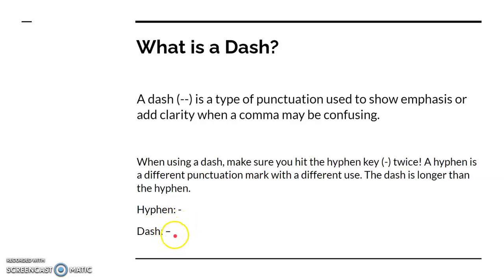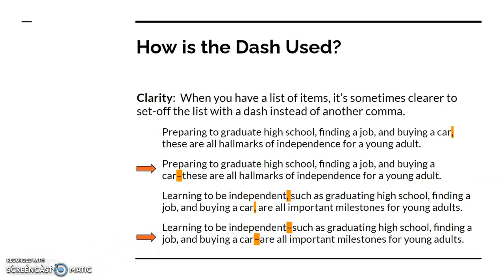But to create the dash, what you just do is you hit the hyphen key twice. And in most word processors, it'll kind of join the two hyphens together into a long line. Sometimes you'll still see a little space between them, but both forms of the dash are correct. So just make sure to hit that hyphen key twice. All right, now how to use the dash.